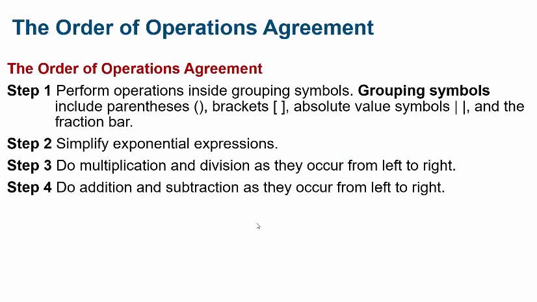All right, so this order of operations agreement, we're going to work some harder problems here. Okay, the way you always do it is you perform the operations inside grouping symbols. Grouping symbols are parentheses, brackets, or the absolute value signs. Always do what's inside first. Then you're going to do exponents next. Then you do multiplication, division, and you just work left to right. And then you finally do addition and subtraction, left to right. So you always have to follow this order.